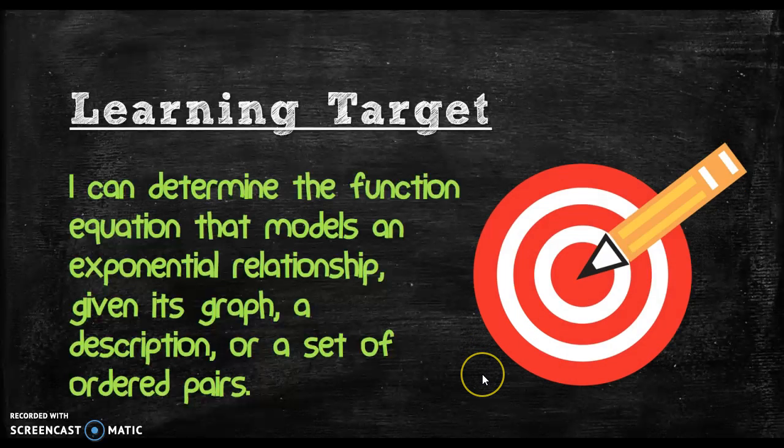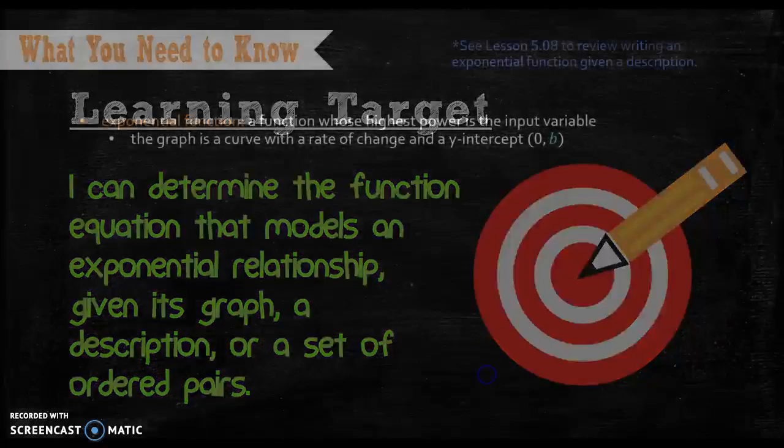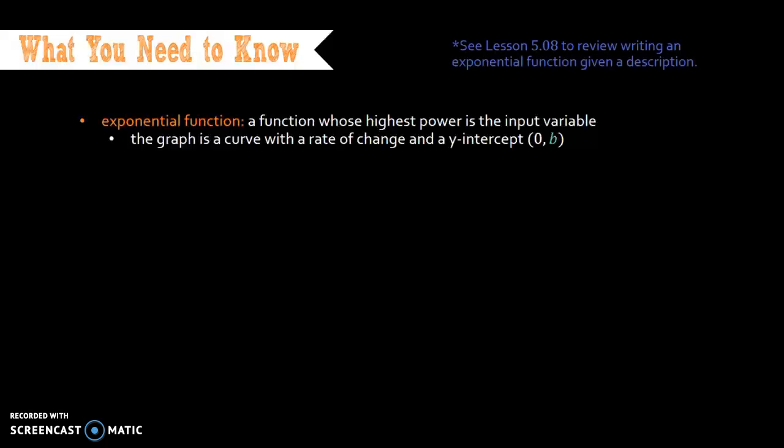I can determine the function equation that models an exponential relationship given its graph, a description, or a set of ordered pairs. Here's what you need to know. An exponential function is a function whose highest power is whatever your input variable is. And the graph of an exponential function is a curve that has a rate of change and a y-intercept. Here's what that function looks like.